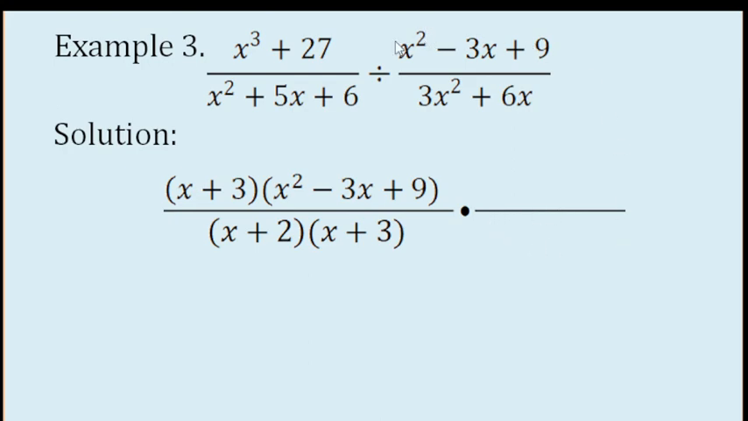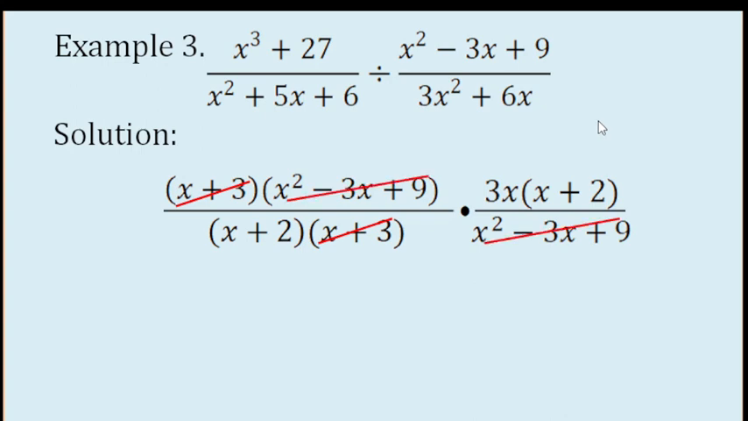It looks like this x squared minus 3x plus 9 is not factorable, so we'll just write it down. And then the factors of 3x squared plus 6x are 3x and x plus 2. Now it's time to cancel out common factors. We have x plus 3. We have x squared minus 3x plus 9. Then we have x plus 2. So what is left is the numerator 3x. So that's our answer.